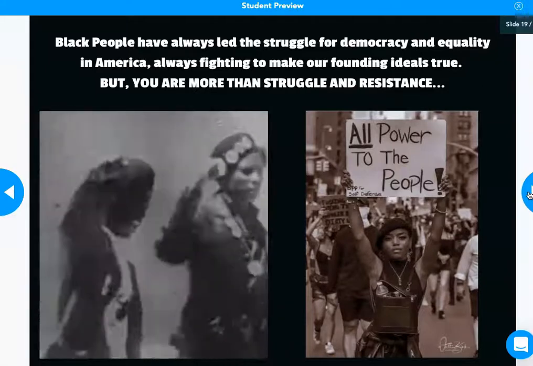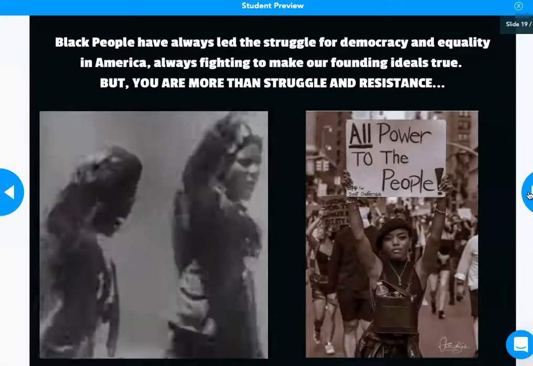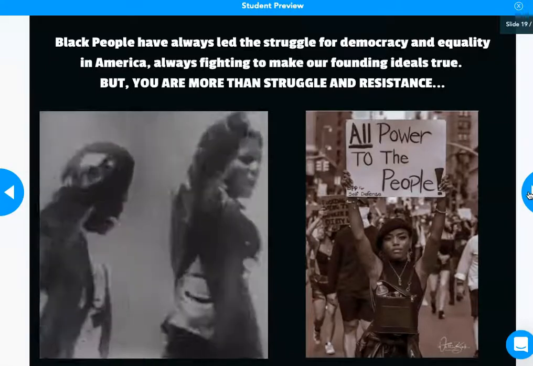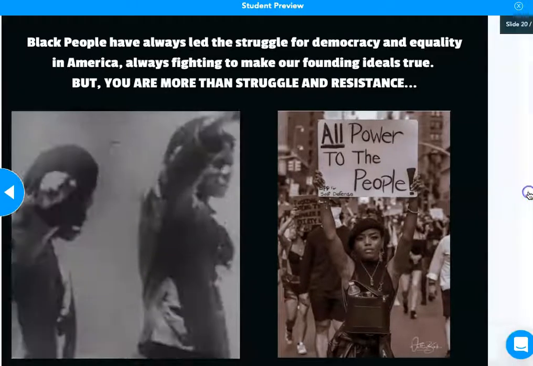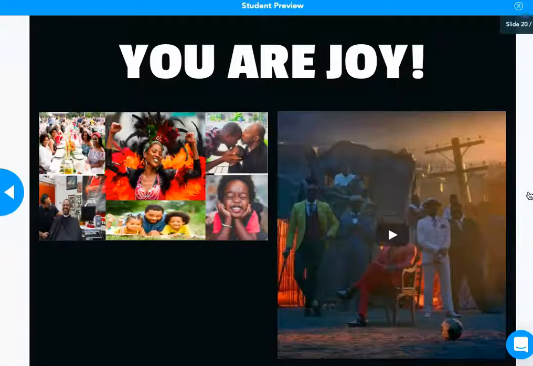But it's also important to remember that the history and the culture of Black people is not just struggle and resistance. There's also joy. So please think back to when we looked at Black Twitter, and we looked at so much joy that is present within the Black community and Black culture that is arguably stolen by American culture. And it's important to know that even though there is struggle, there is joy.